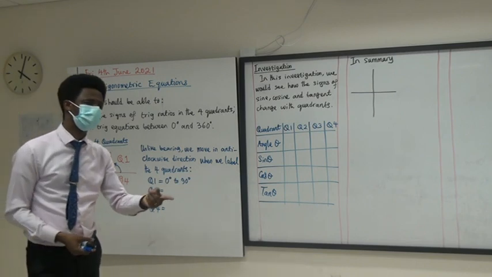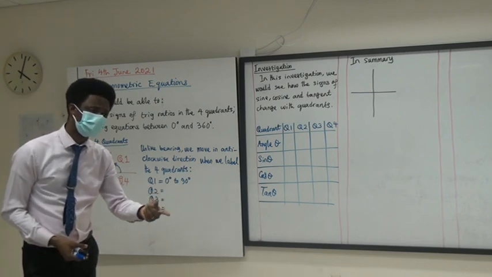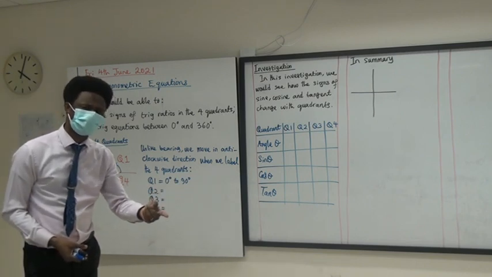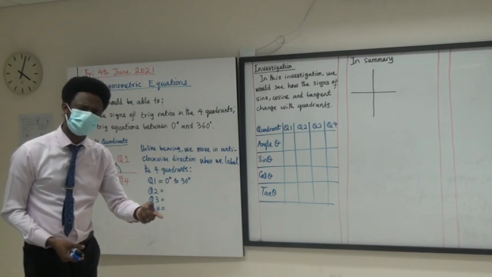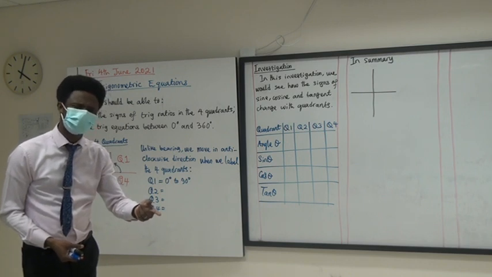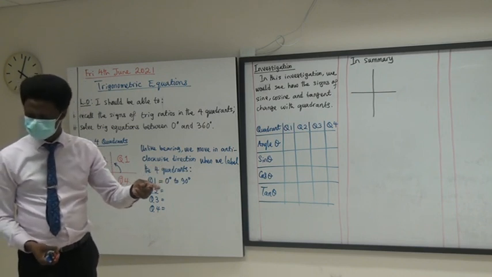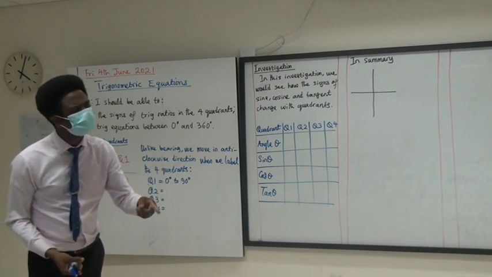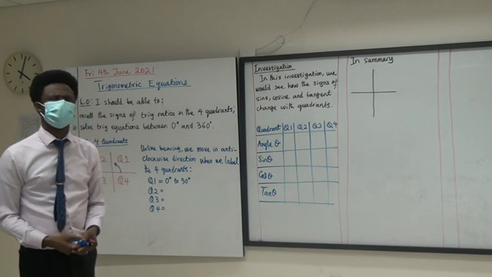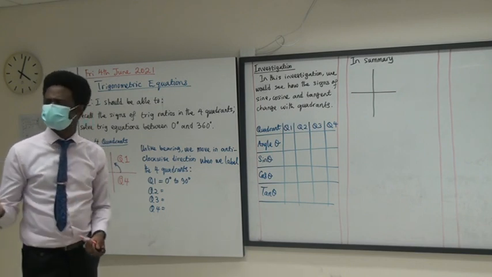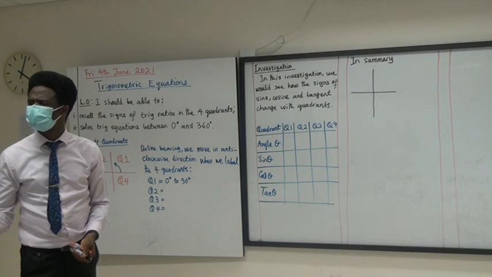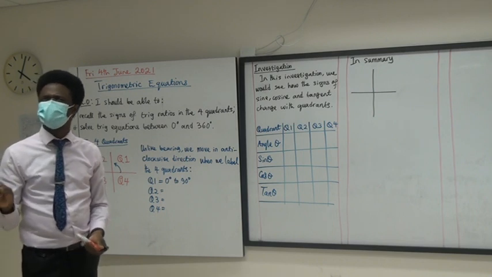A quarter of a full turn. A quarter of what? A full turn, 360 degrees. A quarter of 360 degrees. Last time I checked, a quarter of 360 degrees is what? Are you saying another name for 90 is a quadrant?